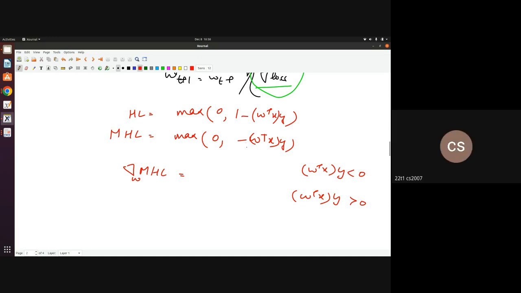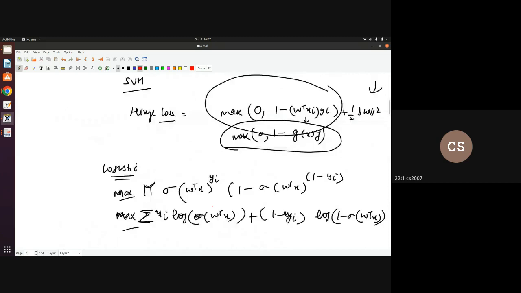When this is less than 0, this whole thing will be positive, right? And the max of that will be this positive term. So the derivative with respect to w will be the derivative of this term, which is minus xy. When w transpose x into y is greater than 0, this whole thing is negative, so the max is 0. Okay, so these are the two cases of the gradient.